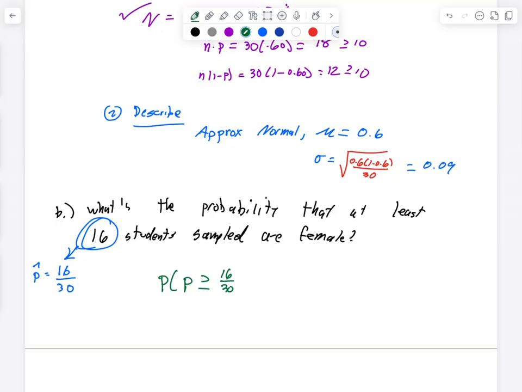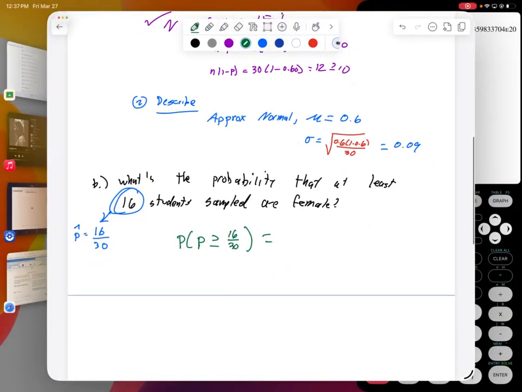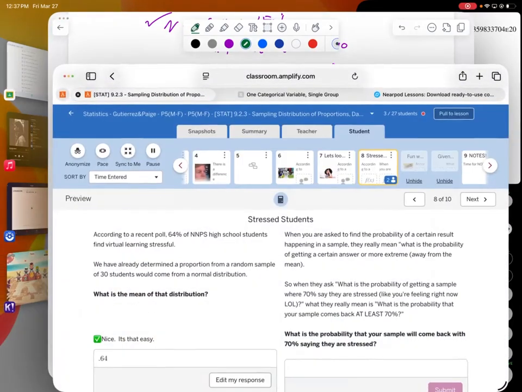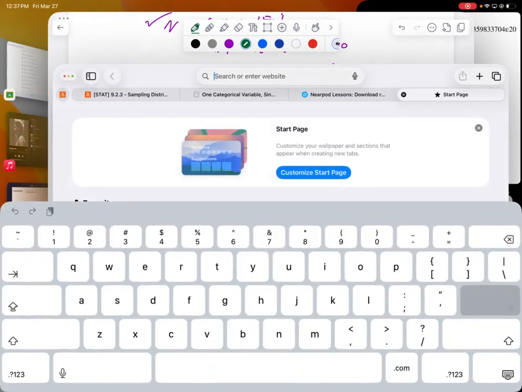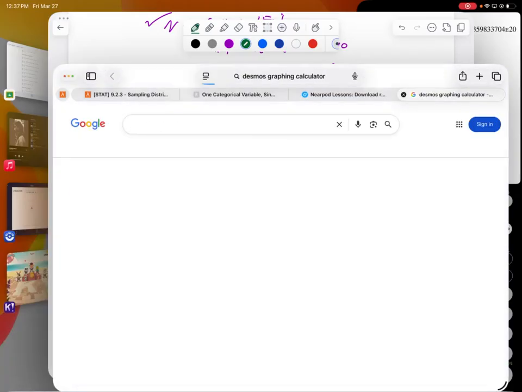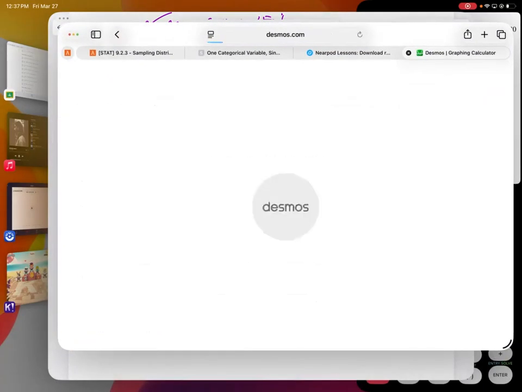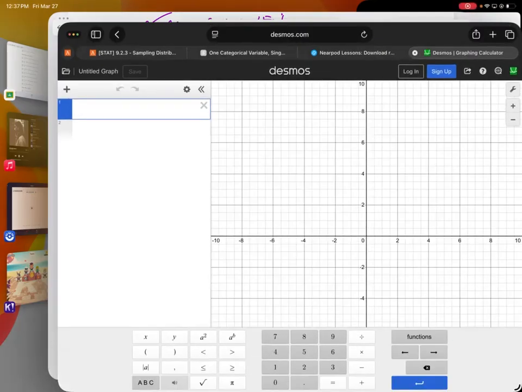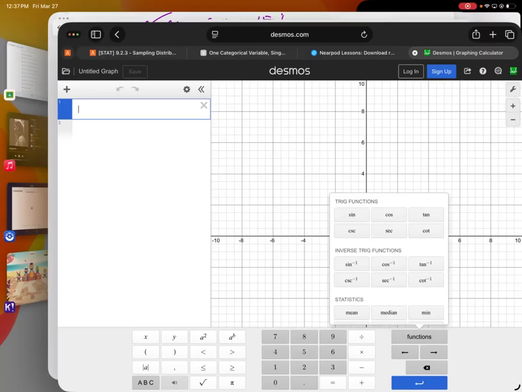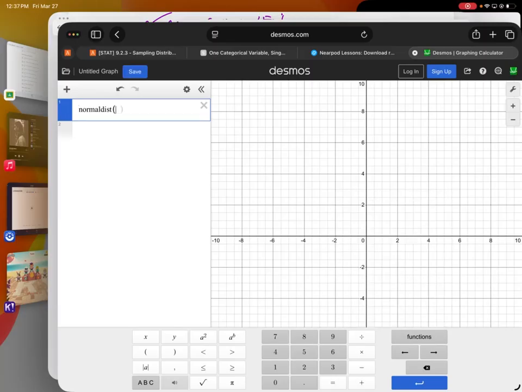To finish this final answer, let me show you. We go to the Desmos calculator. Let me walk everybody through it, nice and on the big screen for some people who are visually needing the support. So function, normal distribution. What's the mean again? 0.6, comma. What's the standard deviation that we just found? 0.09.